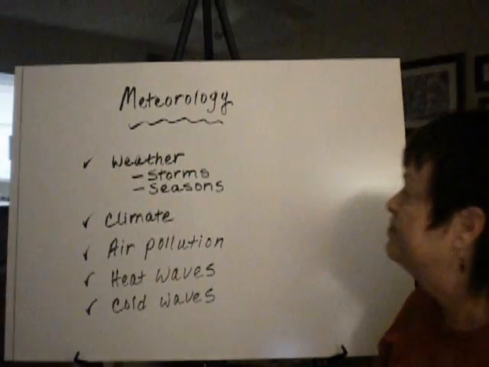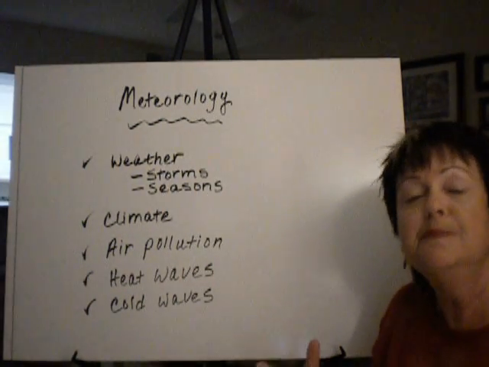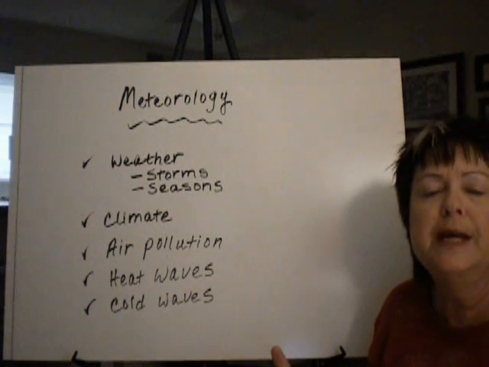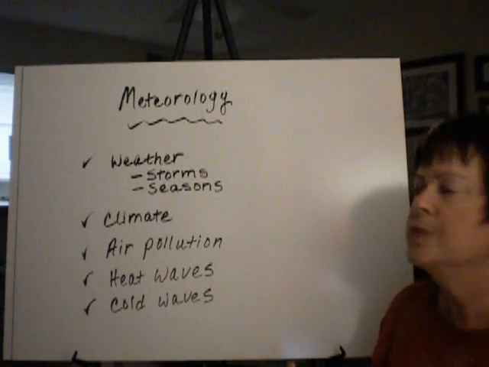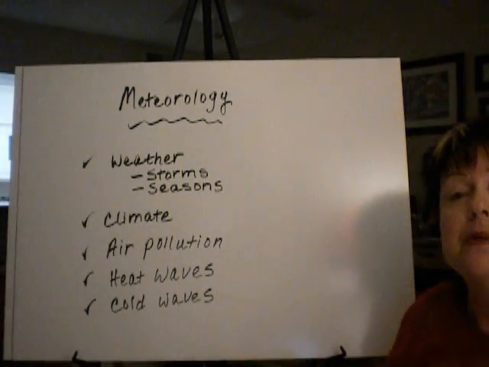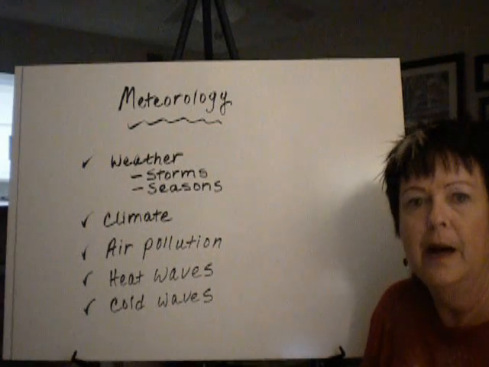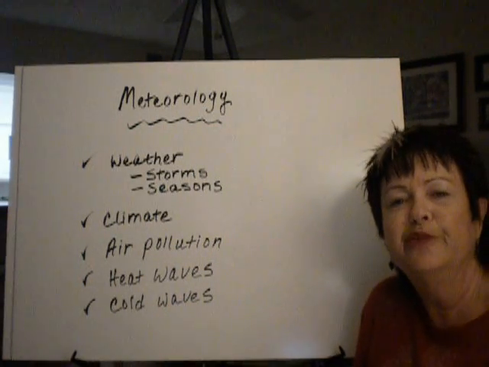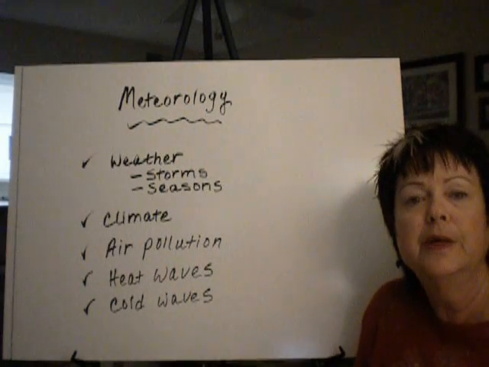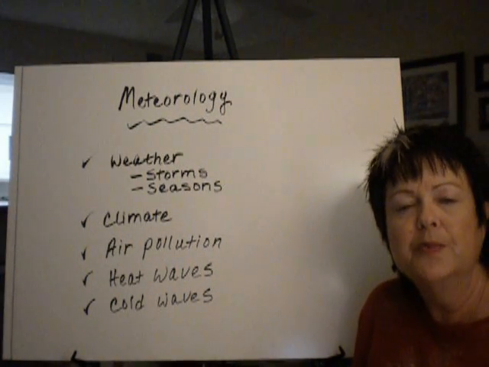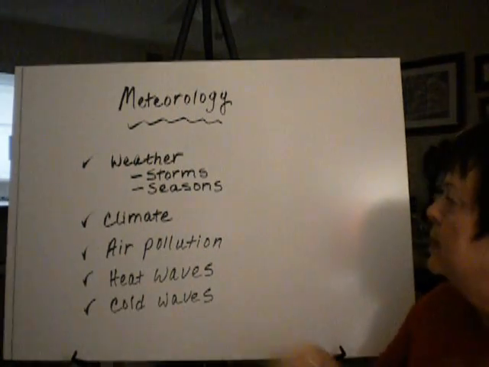Meteorology, as I said, has to do more with weather, storms, and types of storms. We'll be looking at hurricanes and tornadoes and snowstorms and ice storms. And seasons, the different seasons that we have. Here in Thousand Oaks, we don't have the classic 4 seasons, but a lot of areas around the world do experience those, and so we'll be talking about those.